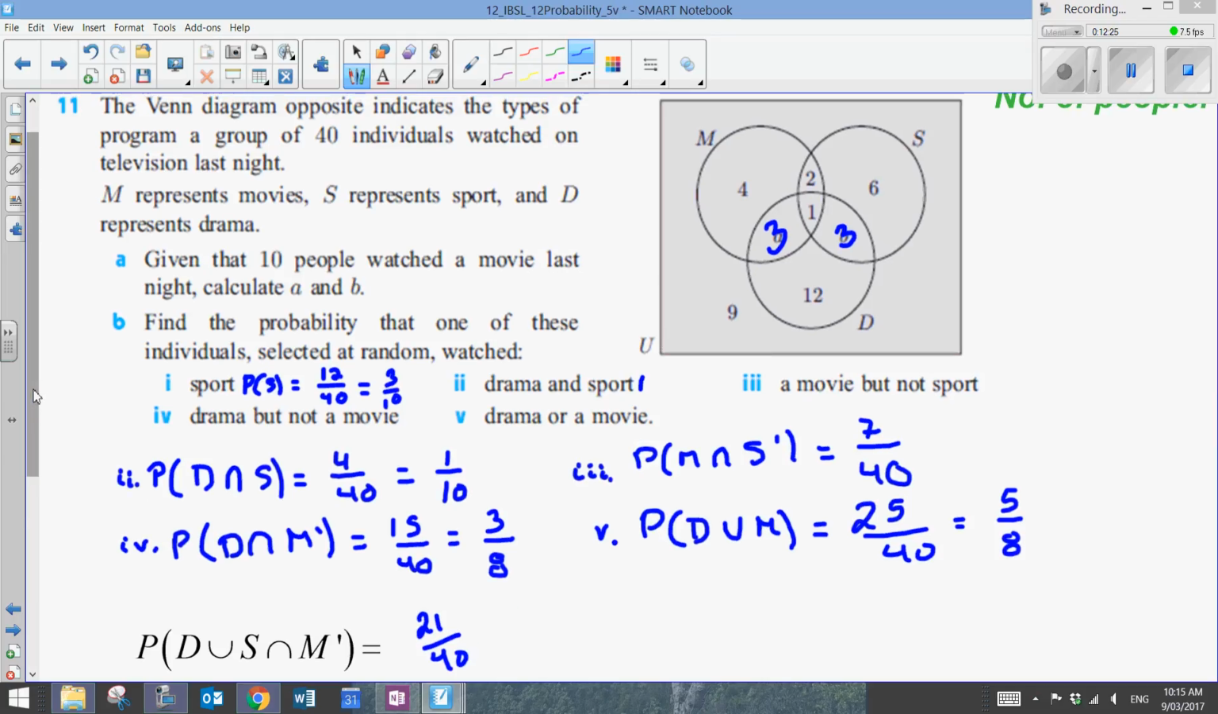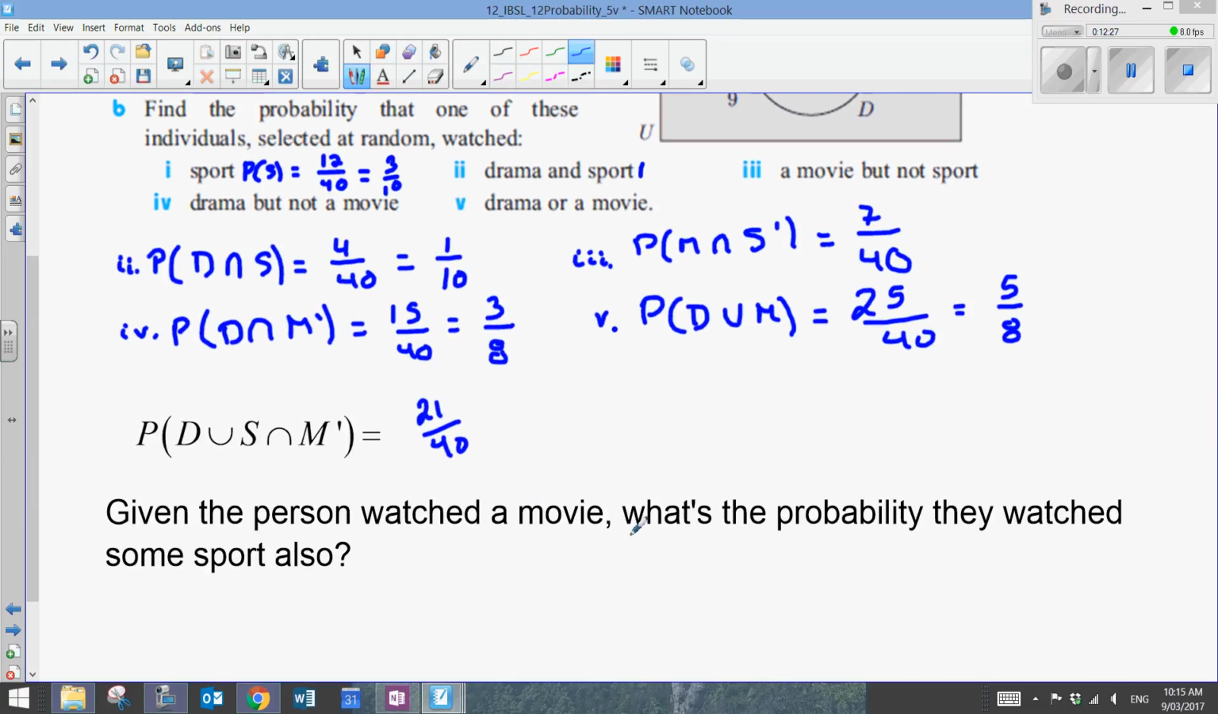You could also be asked a given scenario. Given the person watched a movie, what's the probability they also watched some sport? So if we have the probability that the person watches sport, given that they've watched a movie, we use that diagonal slash there. That means that the denominator is our subset of people who just watched a movie.